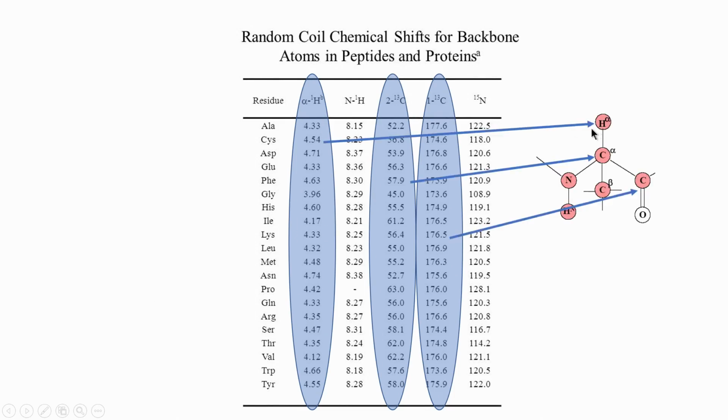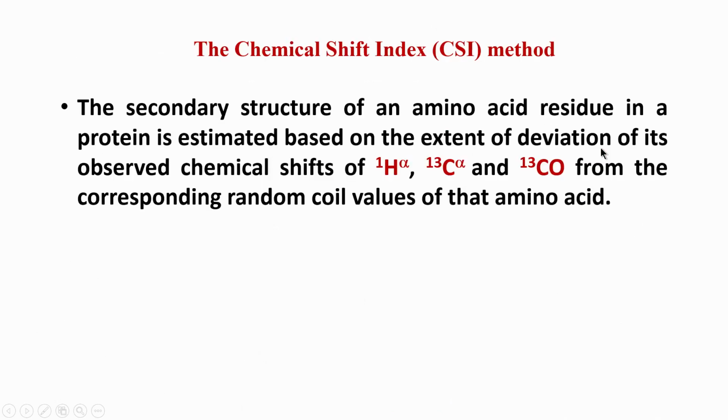You can see these are basically these atoms. We are looking at these 3 atoms and trying to find out, for every amino acid in a protein, the chemical shift index, and from there the secondary structure. So, let us now start with this method of CSI.